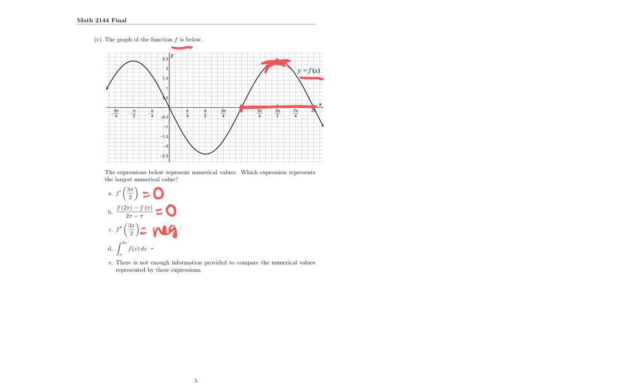And then this one is an integral from pi to 2 pi of f of x dx. That would be this area. Since that area is above the x-axis, this is going to be some positive value. So clearly D is the biggest one of all.